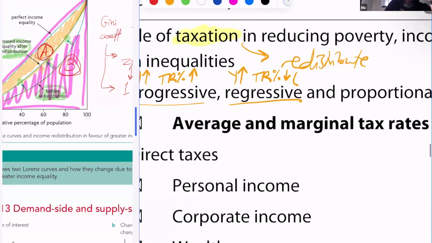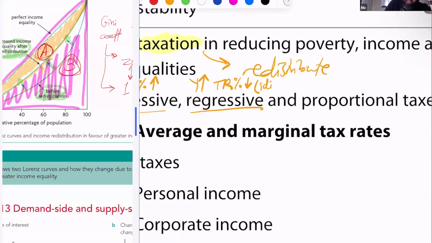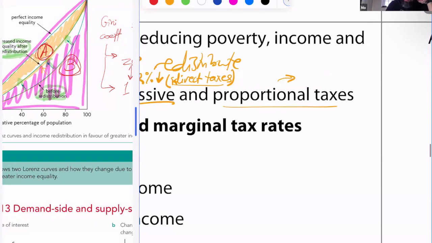The best example of regressive taxes are all indirect taxes. Indirect taxes are regressive. That is one of the side effects of having too much of a reliance on indirect taxes. That doesn't mean that the government is using indirect taxes deliberately because they're regressive. It's just a byproduct of indirect taxes. Proportional taxes. As income increases, the tax rate remains fixed, the same, doesn't change.